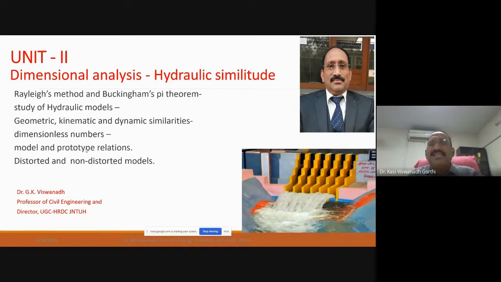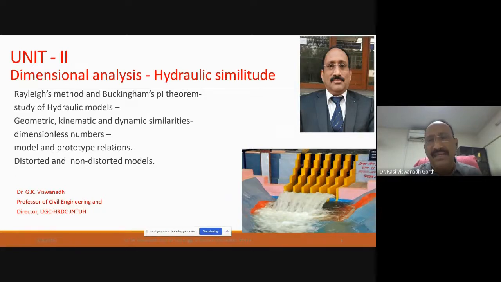After arriving at the best performance for the model, these parameters of the model will be transferred to the actual structure which is going to be constructed in the field by making use of the similarity laws like geometric similarity, kinematic similarity, and the dynamic similarity. That is the reason we study about the model and the prototype relations also. I hope you are now very clear what is the need of studying this unit by a civil engineer.